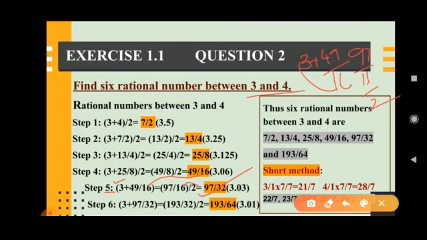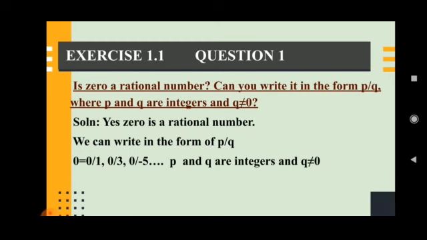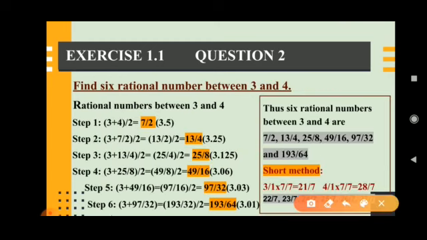Last step, because we should find 6 rational numbers, so we have undergone 6. If it were only 3, you could stop at step 3. So what is the next step? Again 3 plus the previously obtained rational number. So 3 plus 97 by 32, by 2.